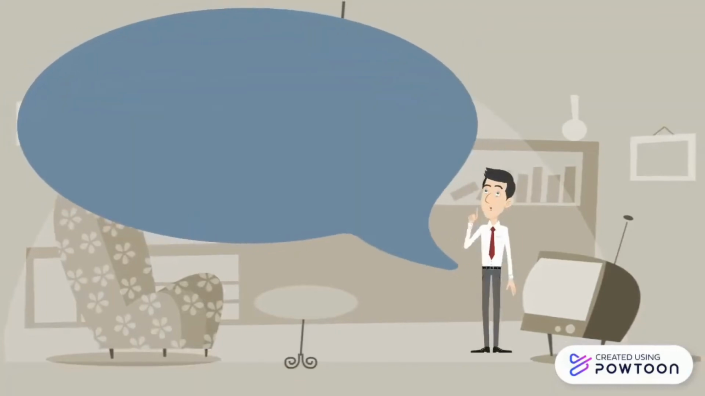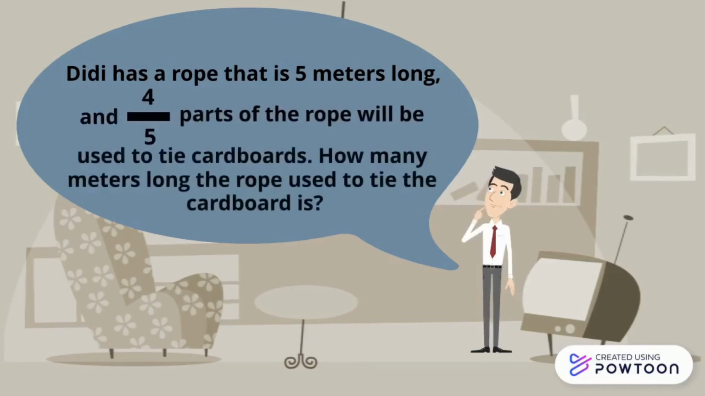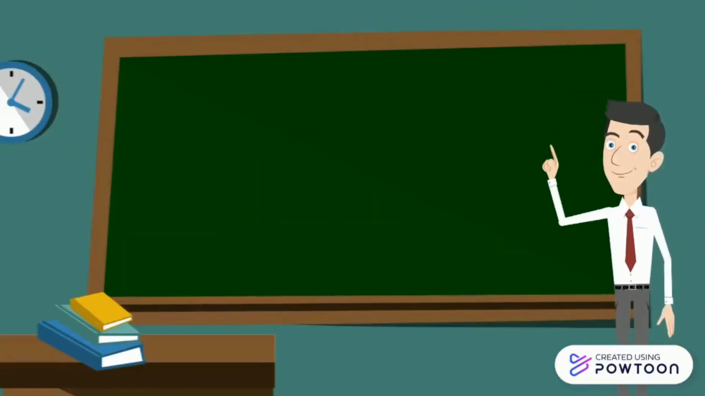For example, Didi has a rope that is 5 meters long, and 4 over 5 parts of the rope will be used to tie cardboards. How many meters long is the rope used to tie the cardboard? The question asks us to find how many 4 over 5 parts of 5 meters is. So, we need to multiply 5 with 4 over 5.